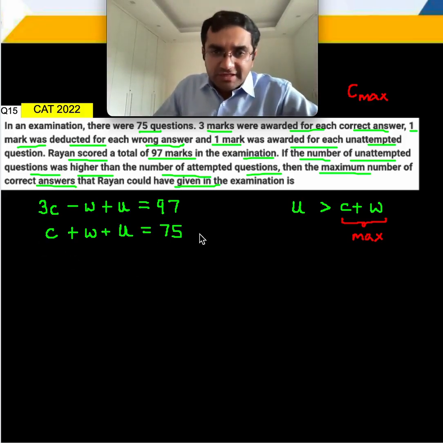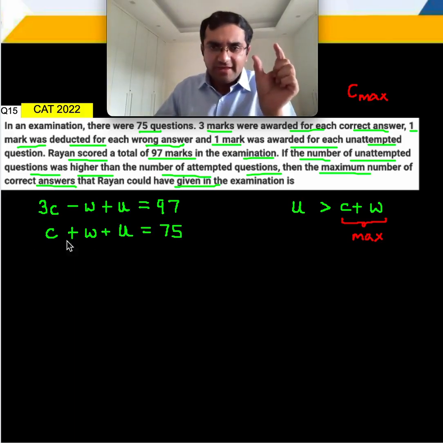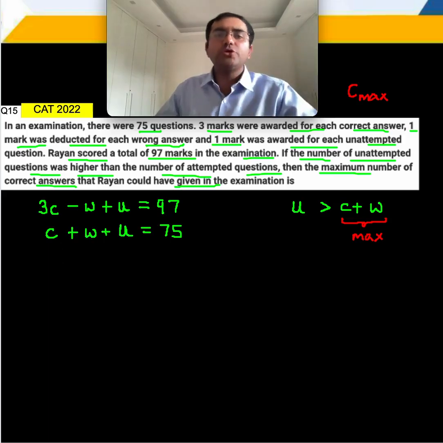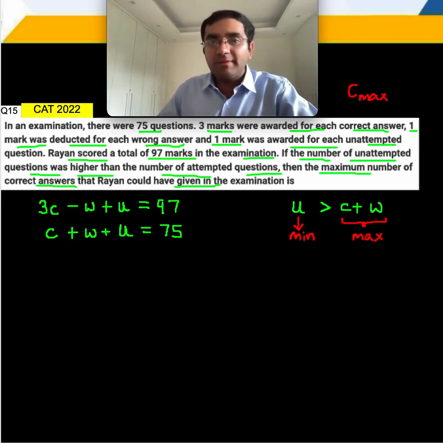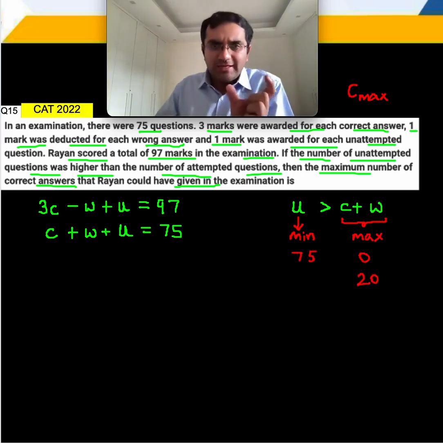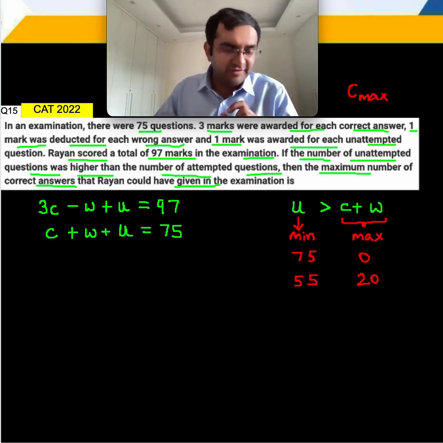If the sum of these three terms is fixed 75, उसमें से C plus W अगर ज़्यादा हो जाएगा तो U कम हो जाएगा. U will become minimum. तो मुझे U का minimum value चाहिए. ठीक है. So I just start taking some values. Let's say C plus W is 0, तो U becomes 75. अगर C plus W 20 हो गया out of 75, तो यहाँ 55 हो जाएगा.